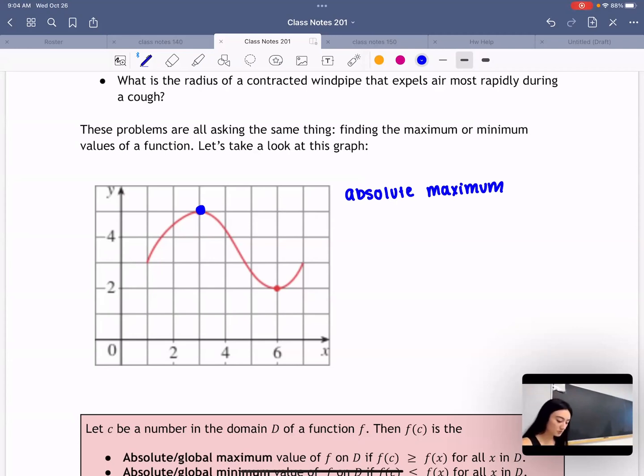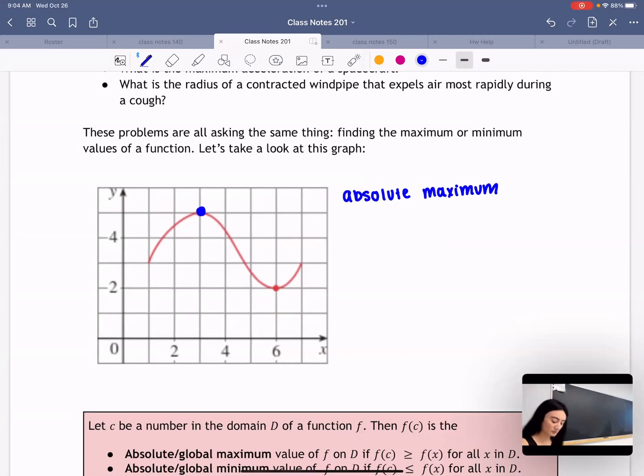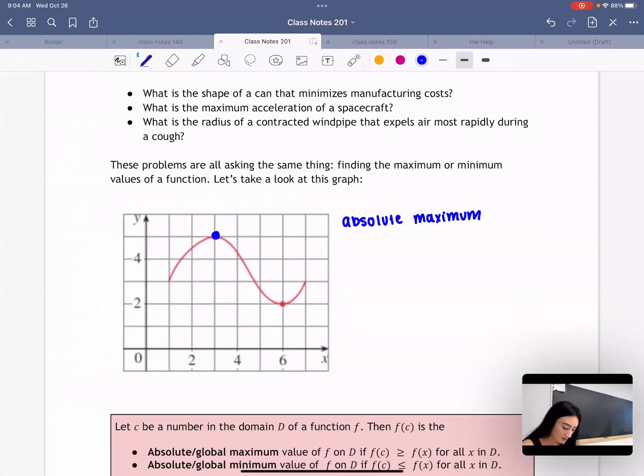Okay, so there's 2 ways I can describe this point. I can say that this is either 5. I could also say it's f of 3, right? So let me write that up. F of 3, and that's 5.